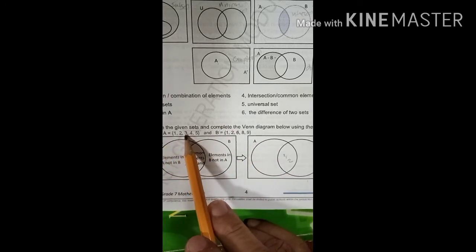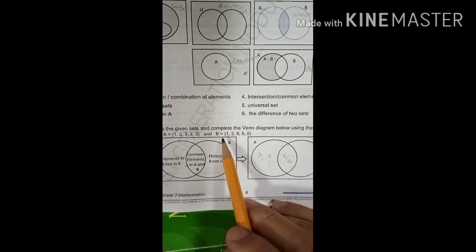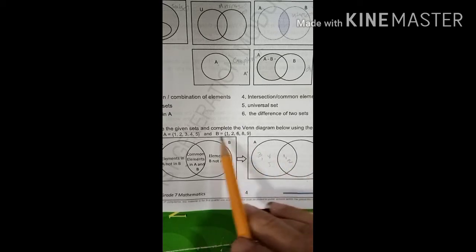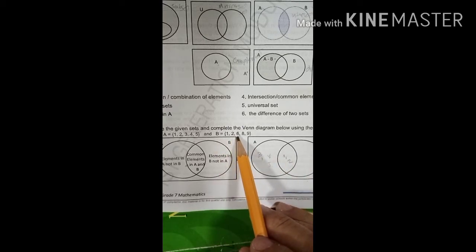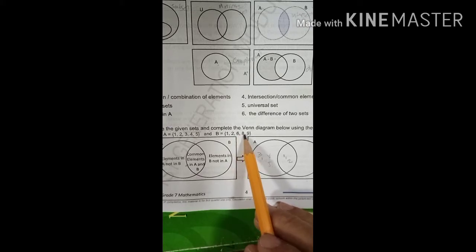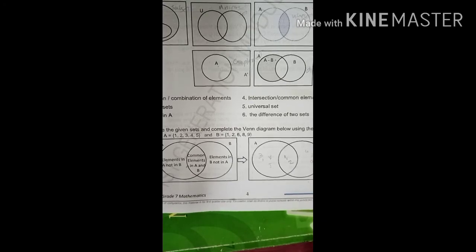And proceed to A. From A, you had written only 1 and 2. The remaining numbers are 3, 4, 5. You write here 3, 4, 5. And for B, there is already 1 and 2. So for B, the remaining numbers which were not written are 6, 8, and 9. So you write here 6, 8, and 9. Now the next question.